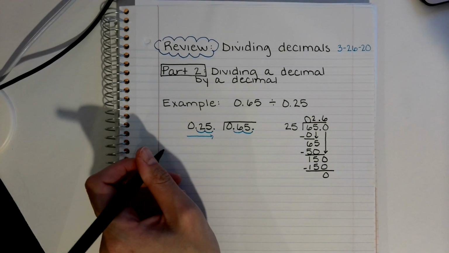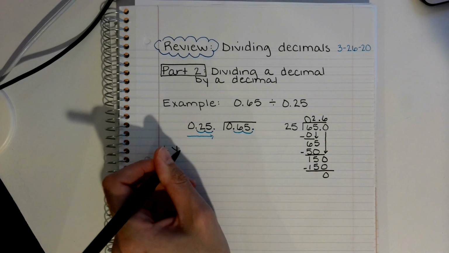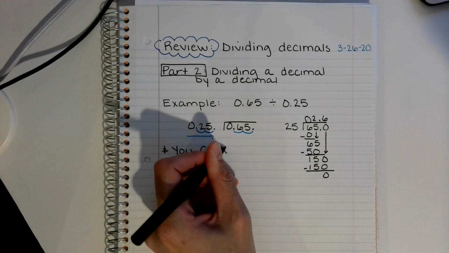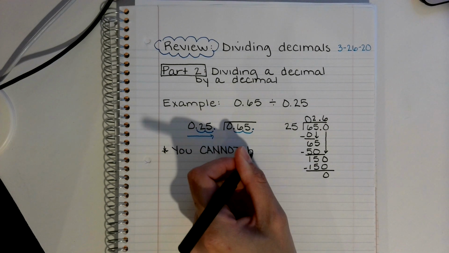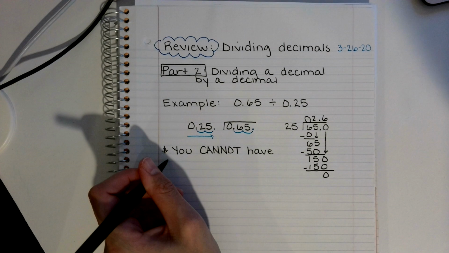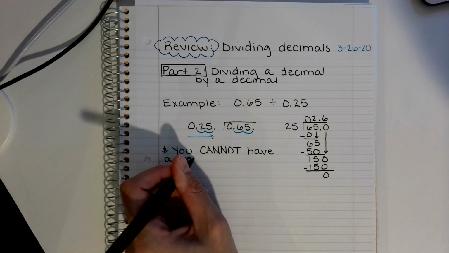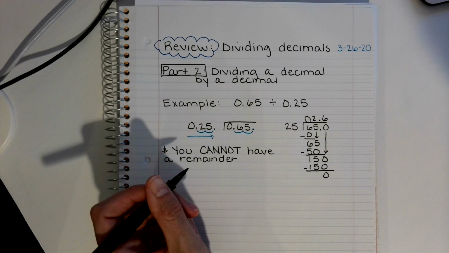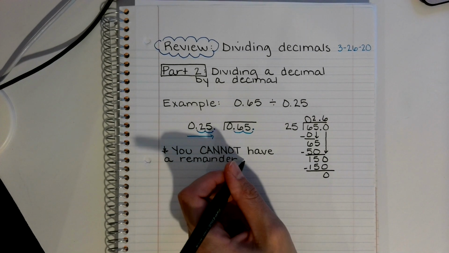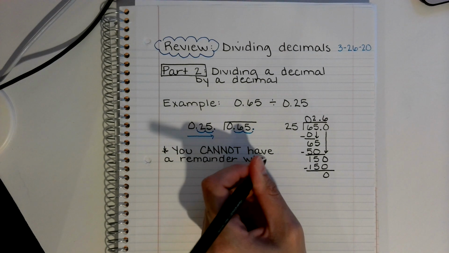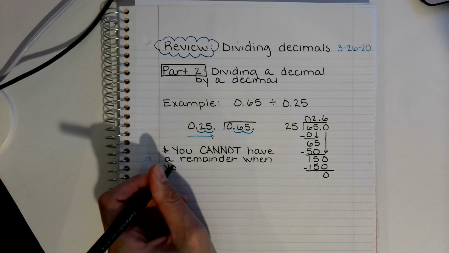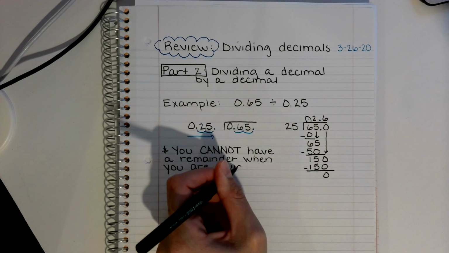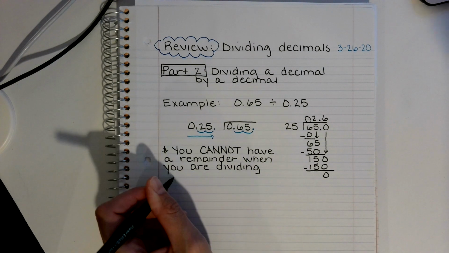So let's put that in our notebook. You cannot have a remainder when you are dividing decimals.